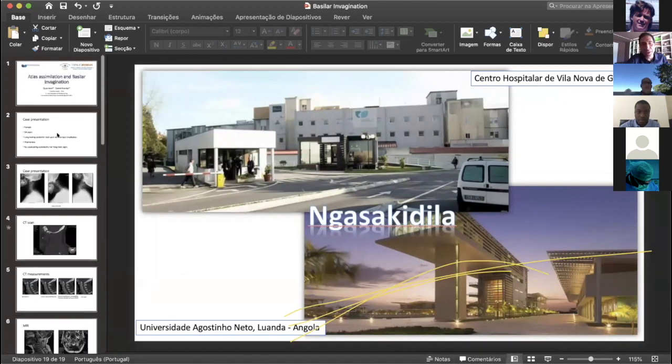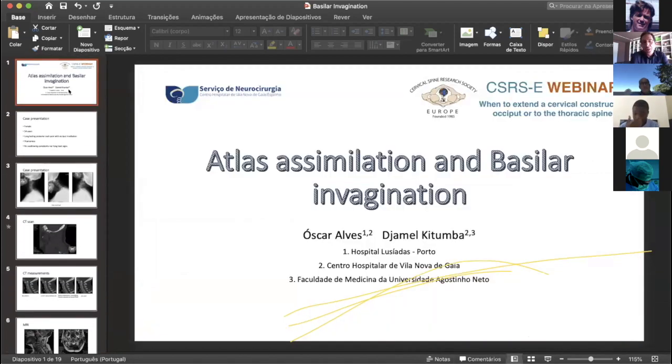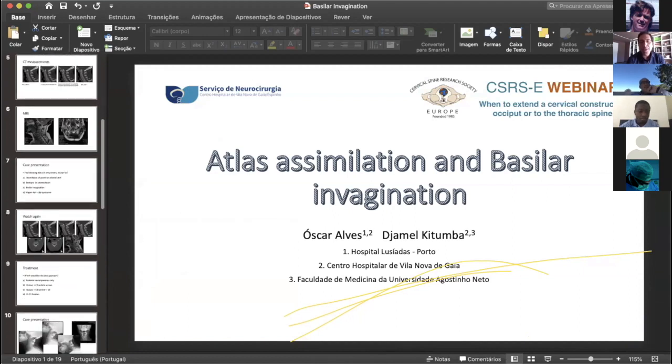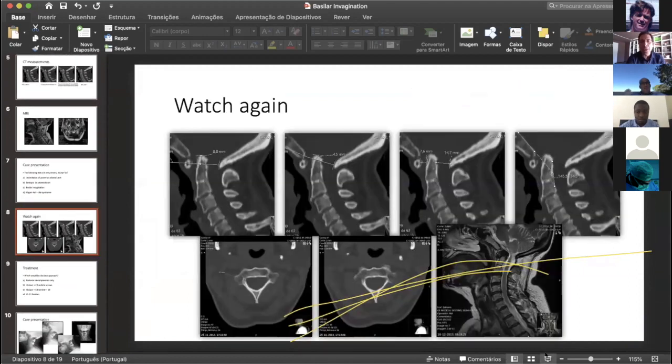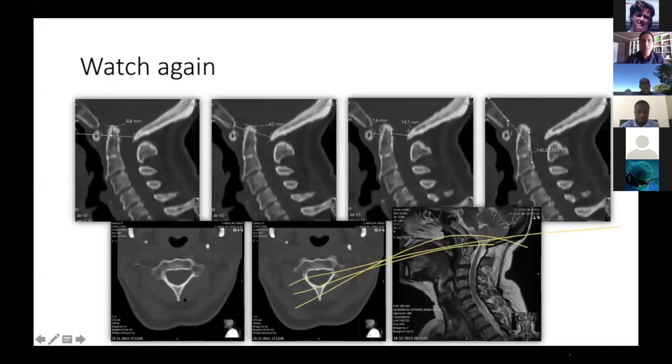Very nice presentation. It's a rather simple case, but you didn't show that the isthmus of C2 was quite difficult to pass a screw. So we decided to do a translaminar screw in C2 and felt that there could be some pull-out chance on the C2 anchoring. So we decided to go down to C3.